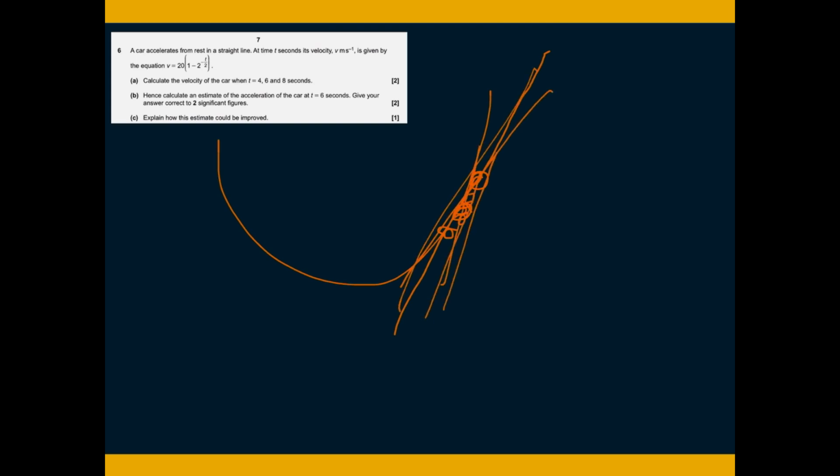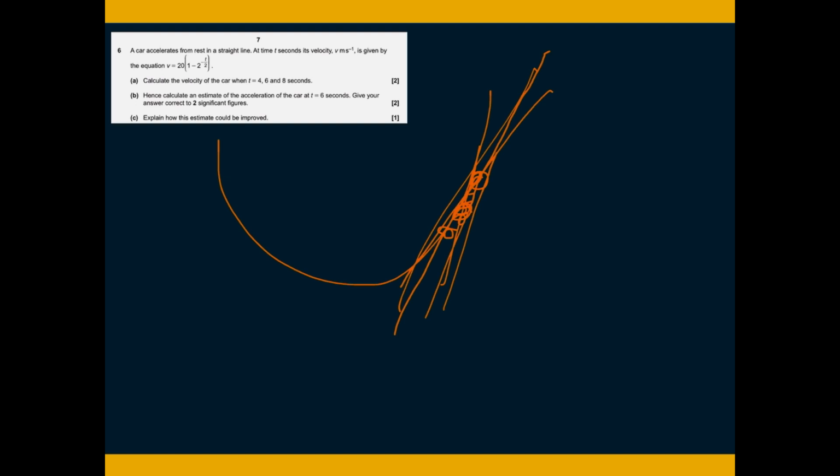Now, this could be improved by using smaller intervals around t equals 6, because if we imagine the speed, this probably isn't accurate, but if it was a graph and at the time 6, we would work out the acceleration using the gradient.